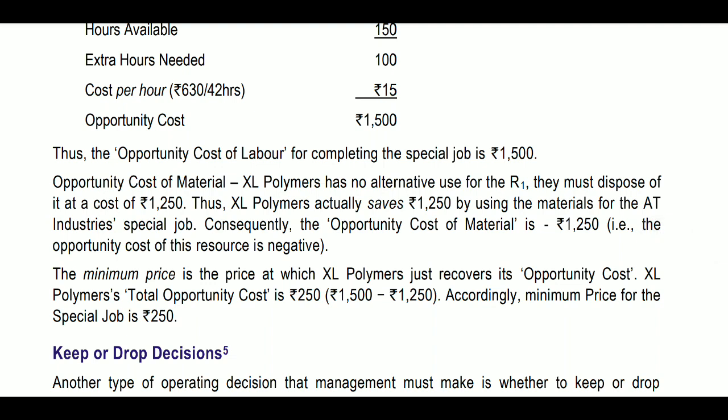Next, the opportunity cost of material. Excel Polymers has no alternative use for R1, so there is no alternative, and they must dispose of it at a cost of 1250 rupees. Thus Excel actually saves 1250 rupees by using the material for this special job. If we accept this special job, we use that material and we will save that 1250 rupees. Consequently, the opportunity cost of material is negative 1250 rupees. That is, the opportunity cost of this resource is negative.